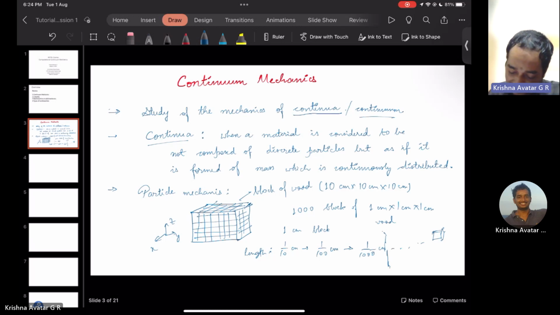So we had started to say that it's formed of mass which is continually distributed. But you would ask me, it's not continually distributed, right? Because there will be a lot of voids at that level. So the thing is, continuum mechanics is not meant to study till that level.